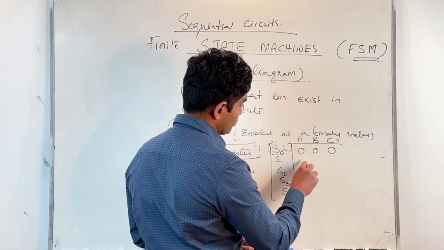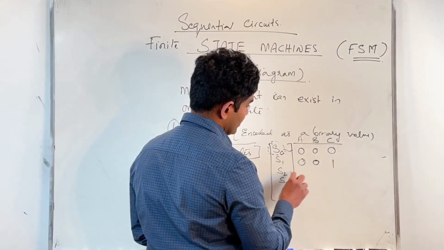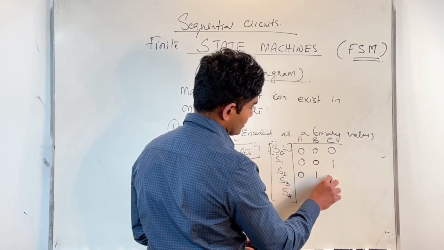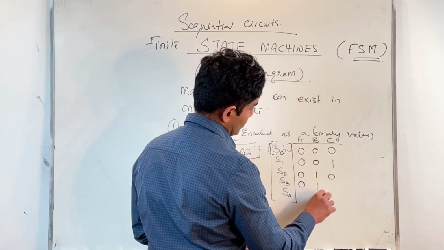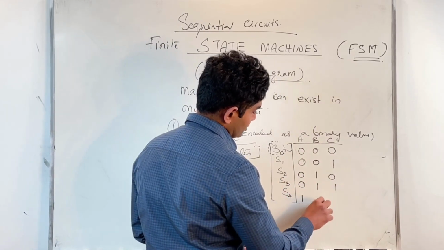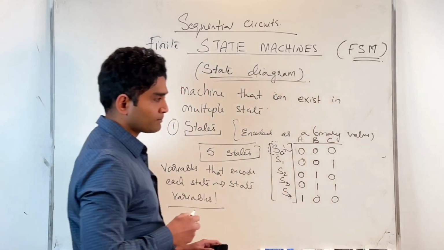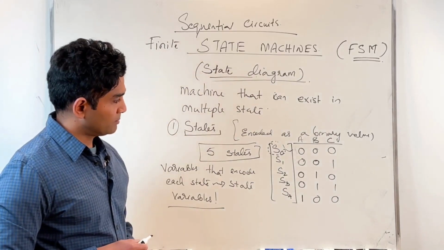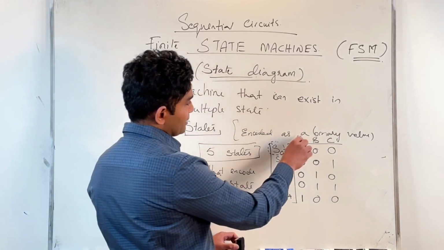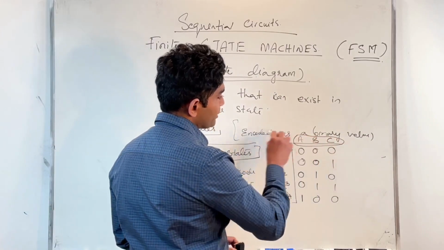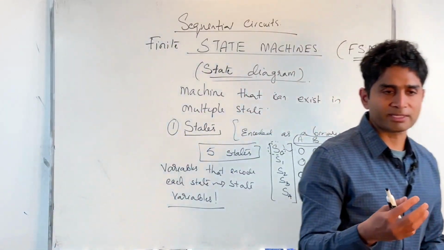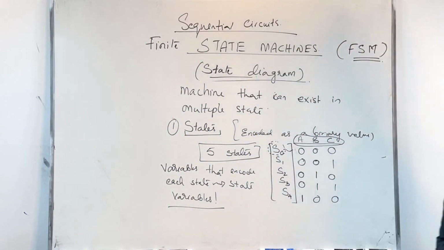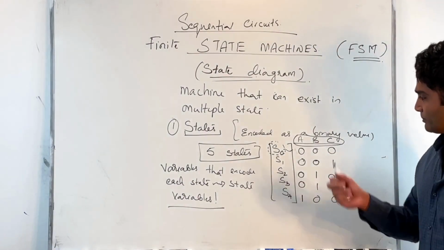Likewise, I can encode S1 as 0, 0, 1, S2 as 0, 1, 0, S3 as 0, 1, 1, S4 as 1, 0, 0. Again, these values give the state information. So my state variables are the ones that encode the state information. All right, so that's one thing.